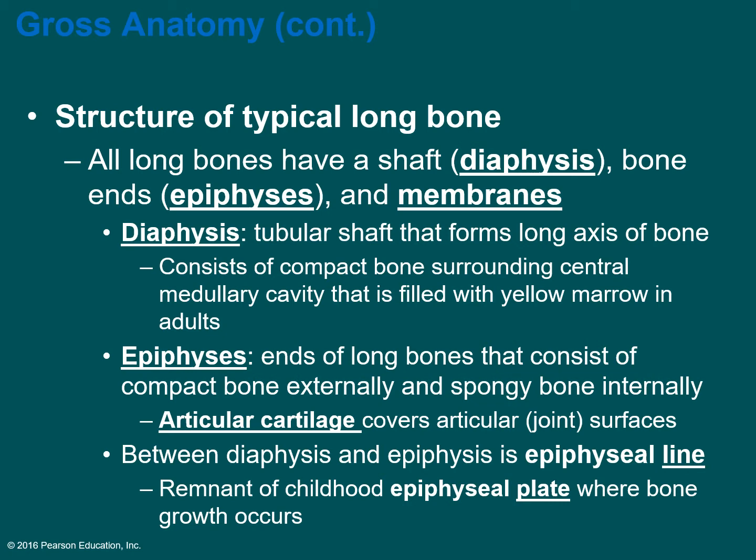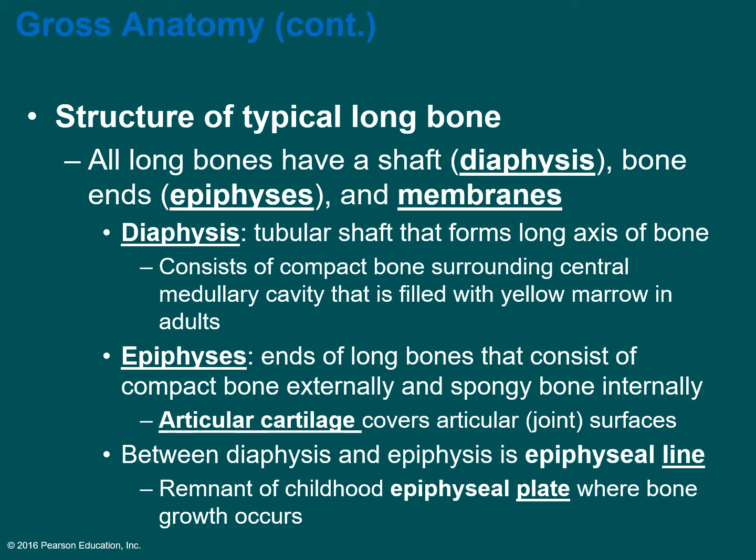Now, when you look at the structure of a long bone, it's a little bit different. All the long bones are going to have a shaft, what you commonly refer to as that shaft in the middle. We call that the diaphysis. The ends are known as the epiphyses, and then there's going to be membranes associated with it as well. The diaphysis forms that long axis of the bone. Internally, you've got the compact bone outside, but you're going to have what's known as your central medullary cavity. That will be filled with yellow marrow in adults. In children, it's usually initially filled with red marrow.